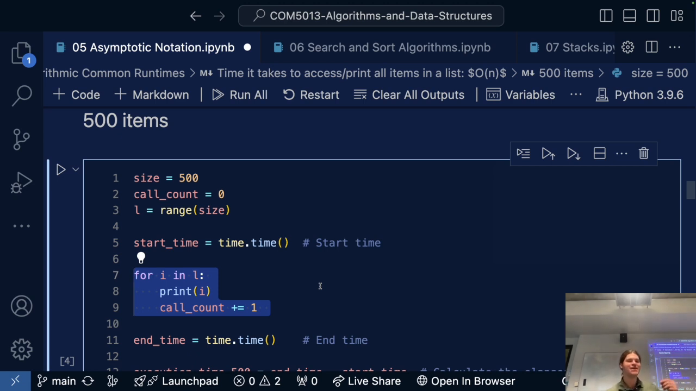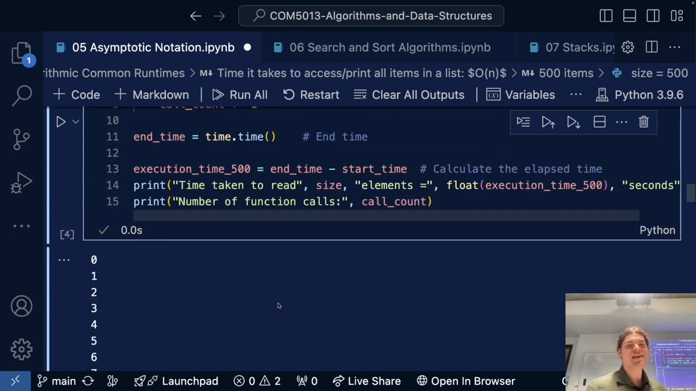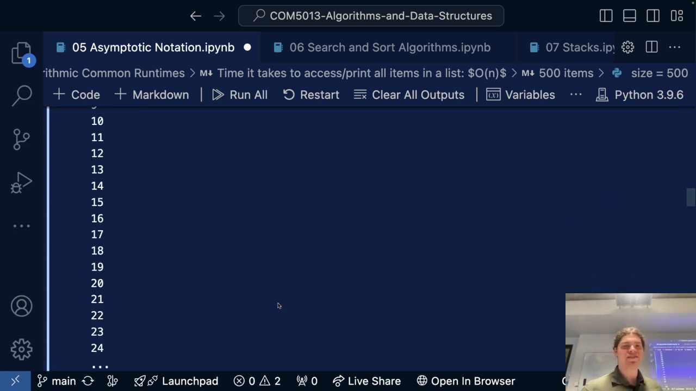So the time taken is proportional to n. If you had 50 elements, you do it 50 times. If you've got 500 elements, you do it 500 times. If you've got 5,000 elements, you do it 5,000 times. So it's proportional to n. It depends on the size of your structure. Let's exemplify that. Let's move down to the next cell.